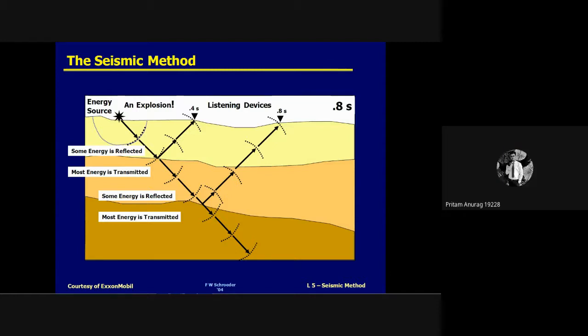Yes, sir. Sir, it may be possible that two different layers may have the same acoustic impedance. Yeah, then you will not be able to resolve it with seismic. As simple as that.